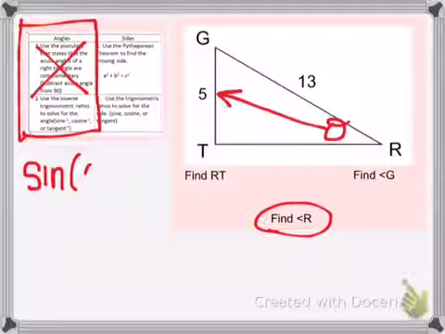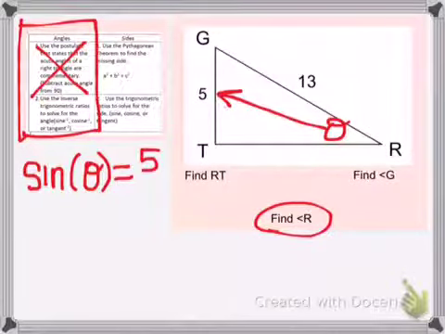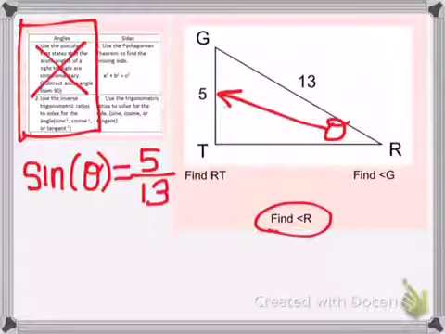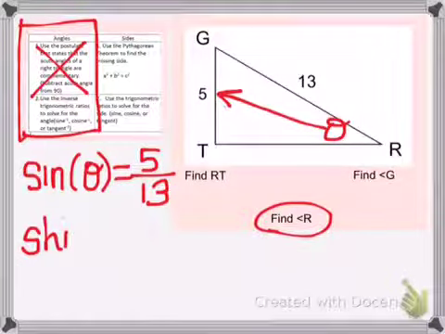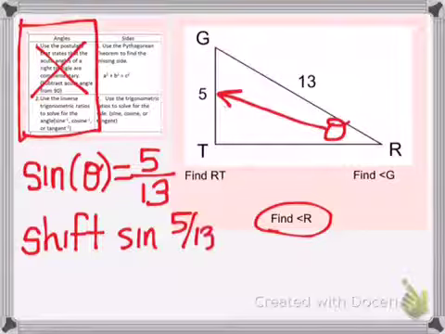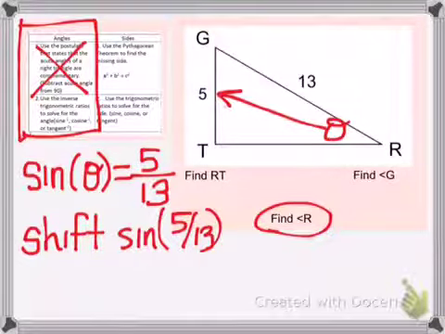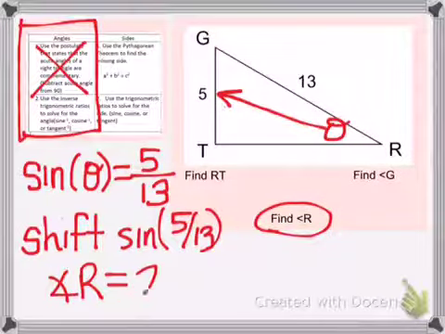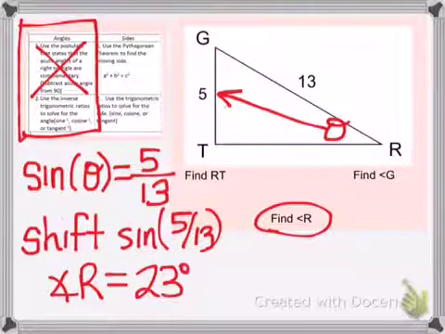I don't know what theta is, so I'm going to put theta, which is what I need to solve for. The opposite side is 5, and the hypotenuse is 13. So to find out what theta is, I've got to use the inverse trigonometric ratio. In my calculator, I'm going to press shift, sine, 5 over 13, and I press equals, and that tells me that angle R equals 23 degrees if I round to the nearest degree. Next, let's find angle G.